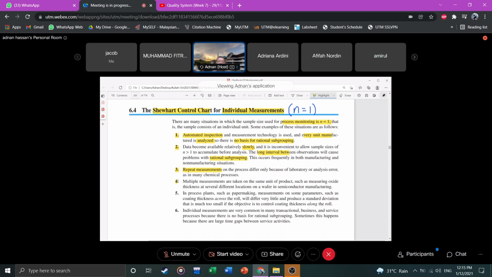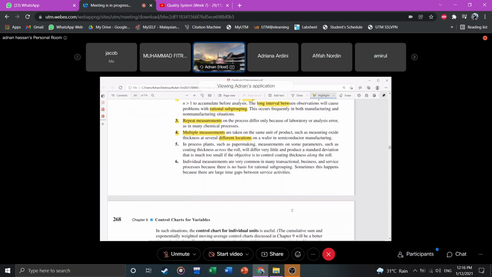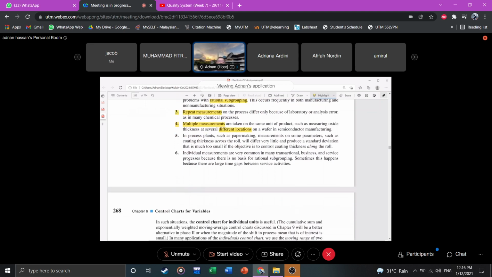Number 4 is multiple measurements taken on the same unit of the product, such as measuring wall thickness at several different locations. So you may take 1 piece, but you are measuring at different points on the same piece. The item you take is only 1. For example, you take measurements at different corners of the workpiece. In process plants, individual measurements are very common, and also in many businesses, transactional business, service, and so on.